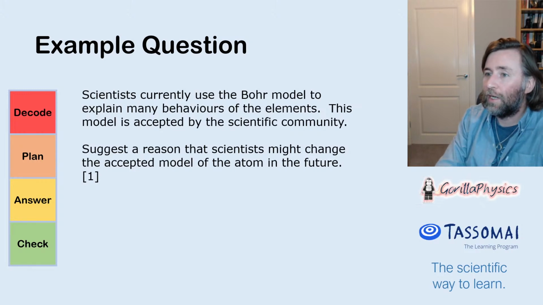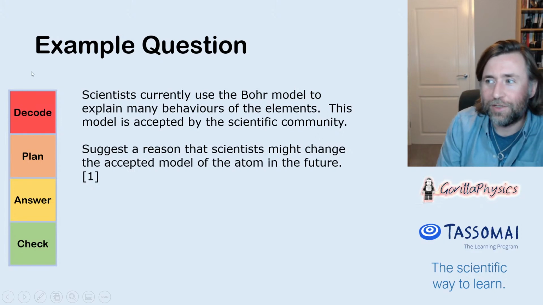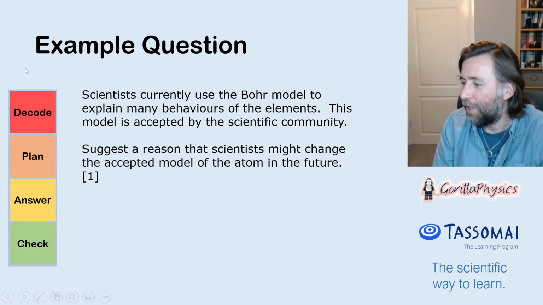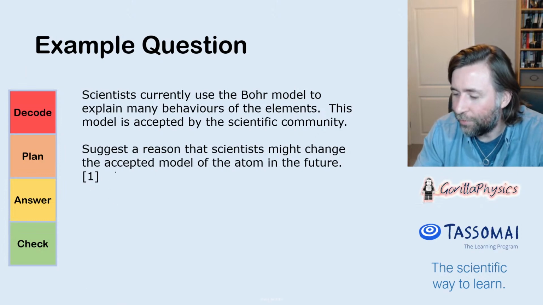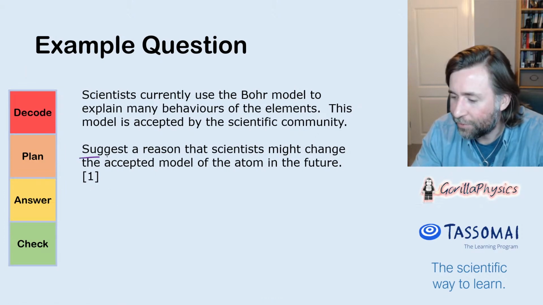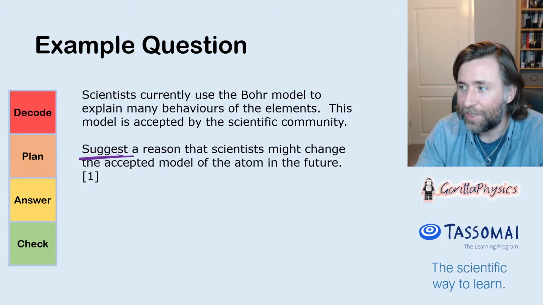Okay, so scientists currently use the Bohr model to explain many behaviors of the elements, and this model is accepted by the scientific community. Suggest a reason that scientists might change the accepted model of the atom. All you're looking for here, again, it's a 1 mark, although it is quite a tricky thing. Suggest means there might be more than one way to state this answer.